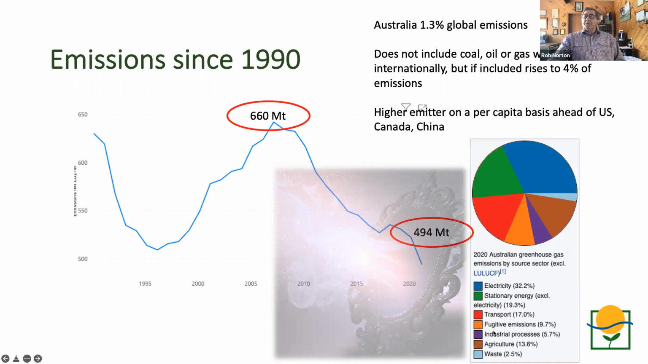So where do those emissions come from in Australia? Well, in terms of agriculture, it's about 13%, 14%. Most of it's from electricity and stationary engines, transport, etc. The fugitive emissions are emissions of gases, most often methane and carbon dioxide, particularly from coal and oil.